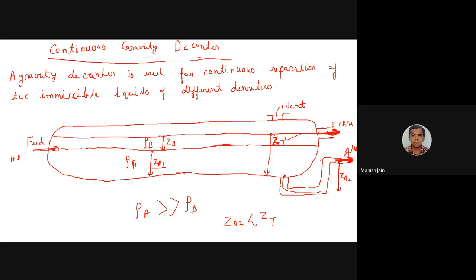So the continuous decanter will only work when you have fluids which are immiscible and which have different densities. Generally, when the oil is recovered from the earth, from the oil wells, the crude oil contains some amount of water also, 20-30% water is present in the crude oil. So that water is separated out by using continuous decanters. They put it in the continuous decanter and separate the oil and water. Okay, so this is a basic application of the continuous decanter.